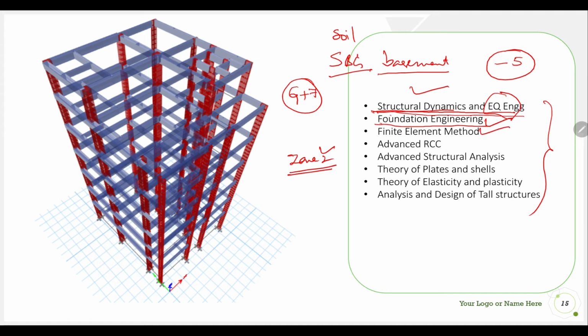And the finite element method, of course. If you are having complex structures, you may know that accurate results come from the finite element method, and that is the method we use in software packages also. And advanced RCC, where there are some criteria in which providing the reinforcement is complex, that also you will be studying. Advanced structural analysis, of course, is the next stage of the structural analysis you studied in your degree: theory of plates and shells, theory of plasticity and elasticity, and analysis and design of tall structures if you are going for high-rise structures. These are the subjects you need to study, and this is where the theory comes from.